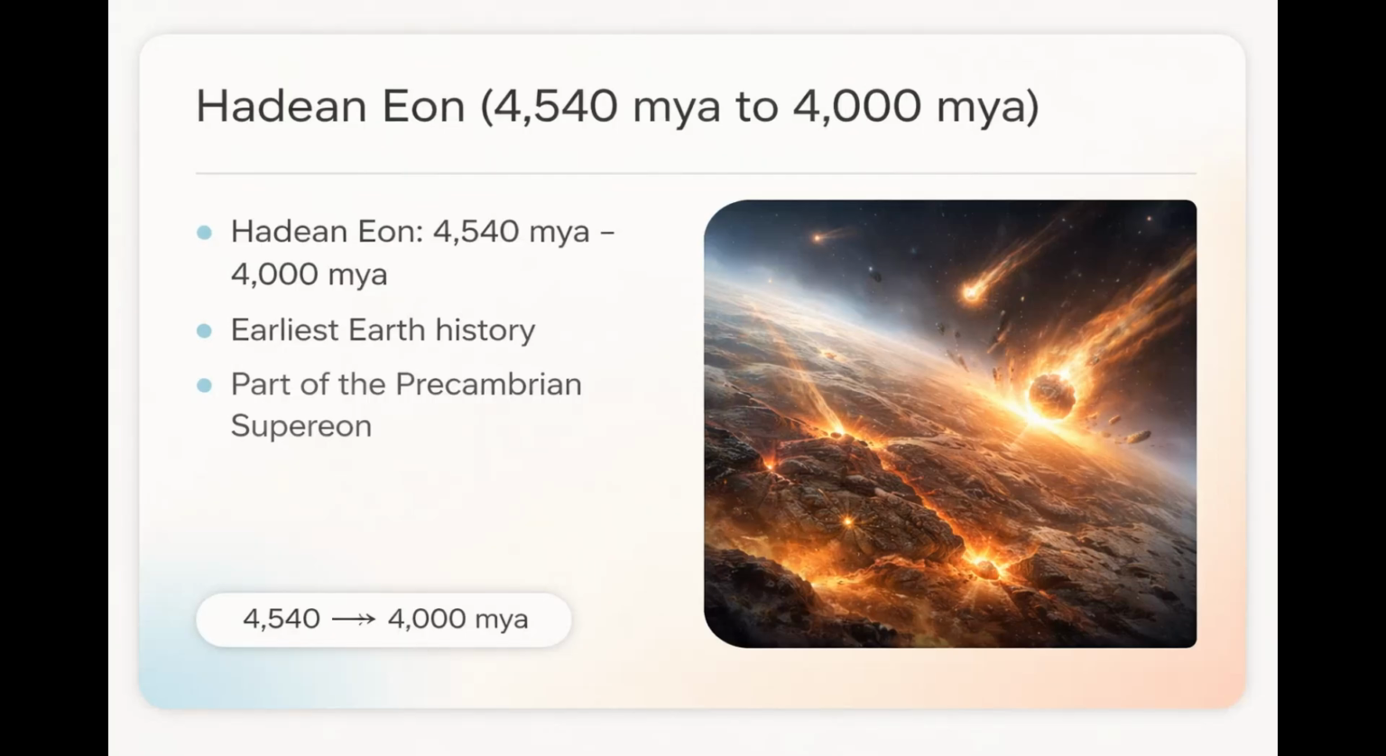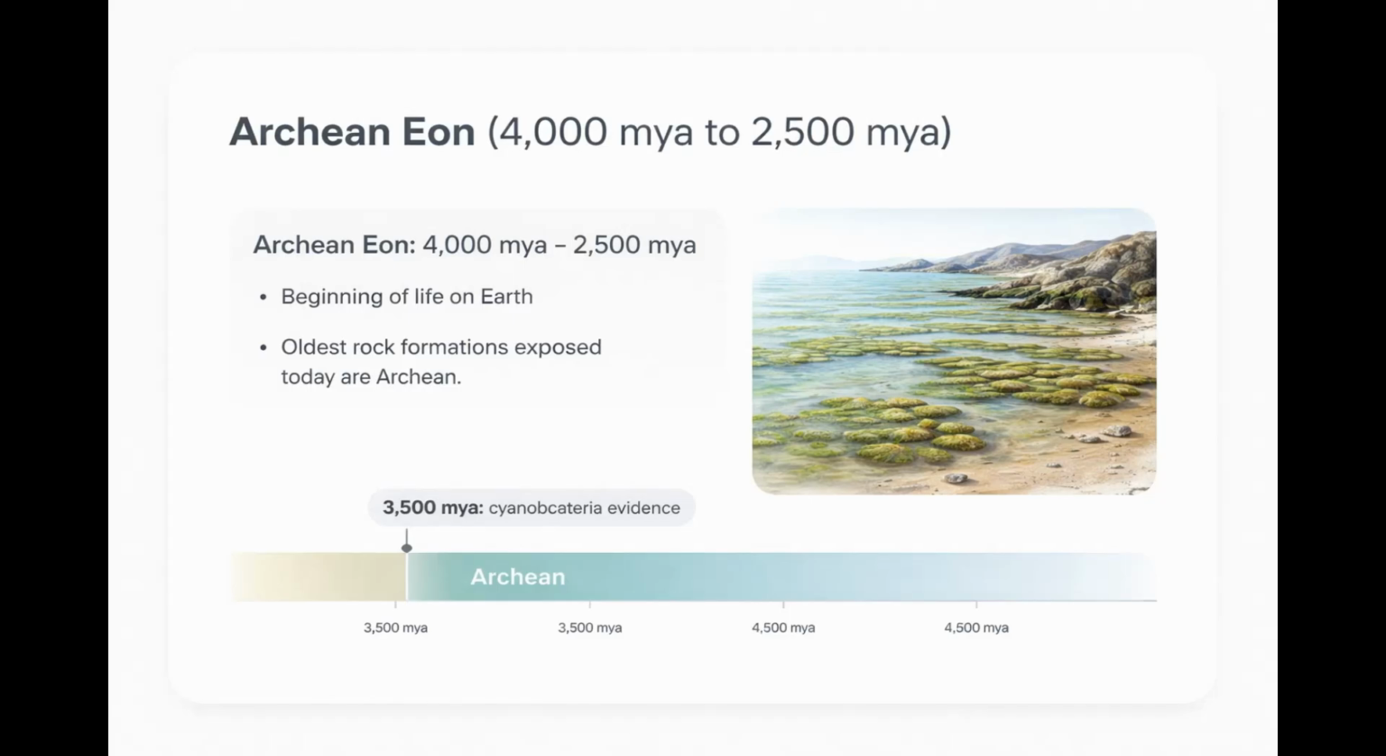The Hadean eon spans roughly 4,540 to 4,000 million years ago. This is the earliest chapter of Earth history, often pictured as a much hotter, more chaotic planet. In this source material, the key point is its placement in time range. It's the first eon, and it belongs to the Precambrian supereon. Next is the Archean eon, from 4,000 to 2,500 million years ago.